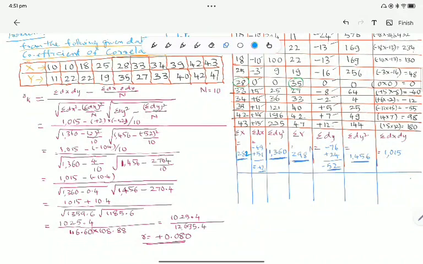So we find 1025.4 all divided by 12,695.4. If we simplify this fraction, numerator and denominator, we get the r value, rk is equal to 0.080.